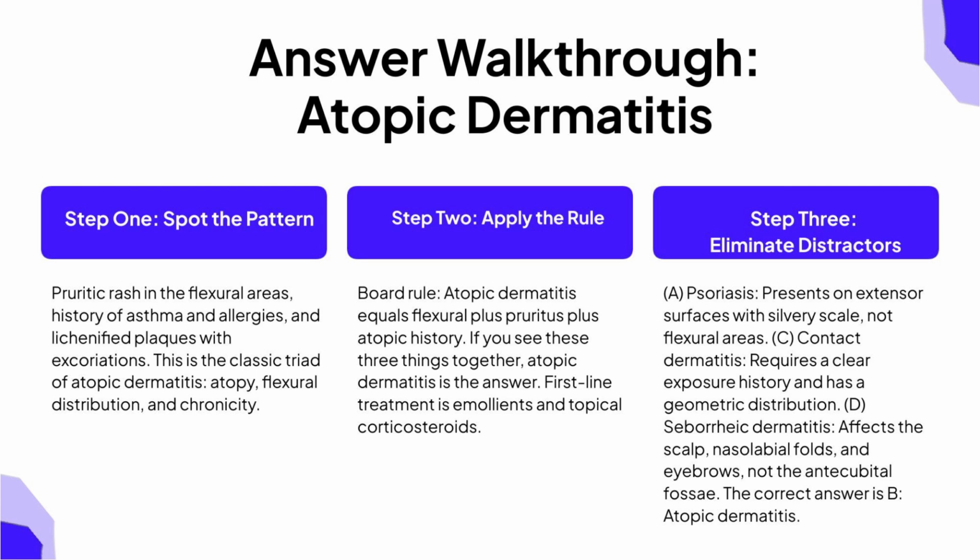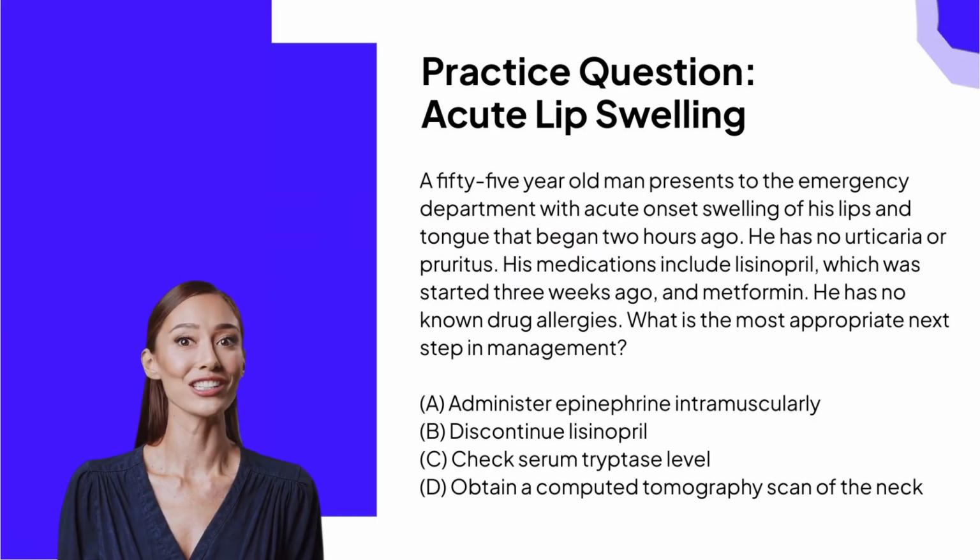Contact dermatitis requires a clear exposure history and typically has a geometric distribution matching the contactant. Seborrheic dermatitis affects the scalp, nasolabial folds, and eyebrows. The correct answer is B, atopic dermatitis. Here is another practice question.